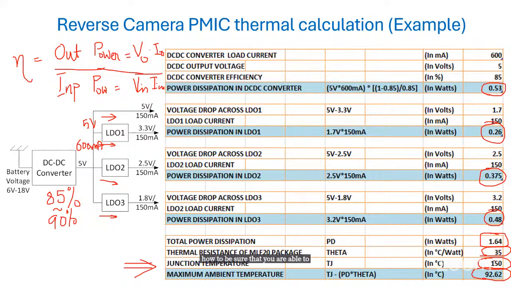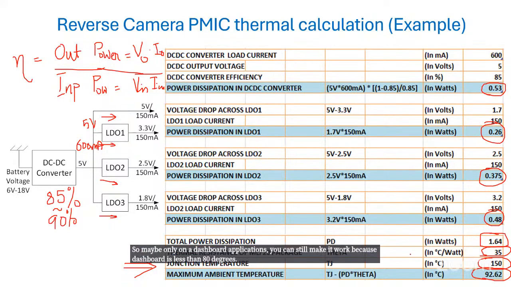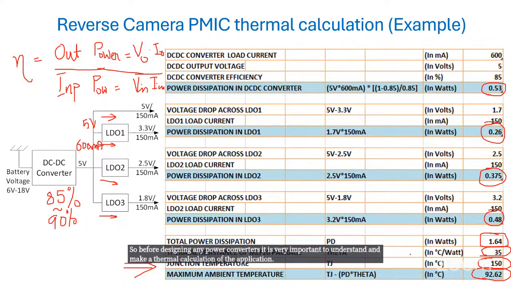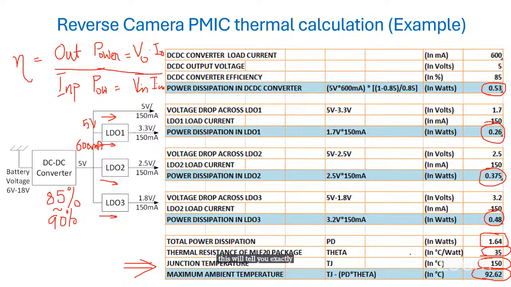So this is how you calculate how to be sure that you are able to meet an application temperature. Let's say if you want to design for something close to engine control, then this won't work, because you will need to limit the temperature to 92 only. So maybe only on dashboard applications you can still make it work, because the dashboard is less than 85 degrees. So before designing any power converters, it is very important to understand and make a thermal calculation of the application. This will tell you exactly what is the maximum application temperature that the chip will support.